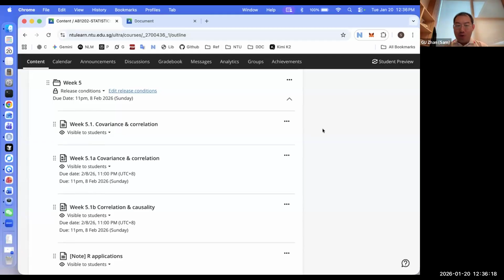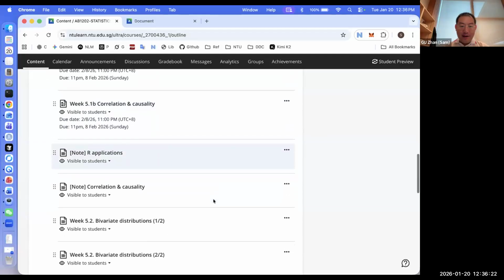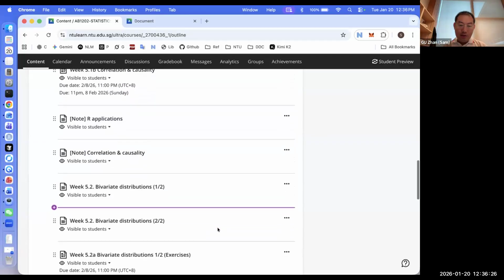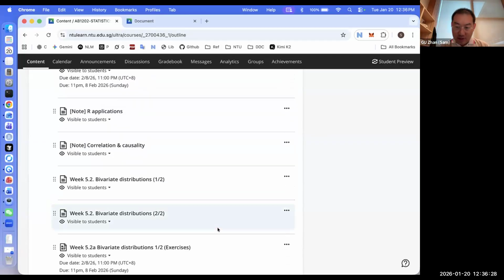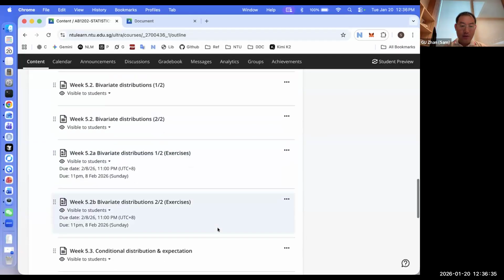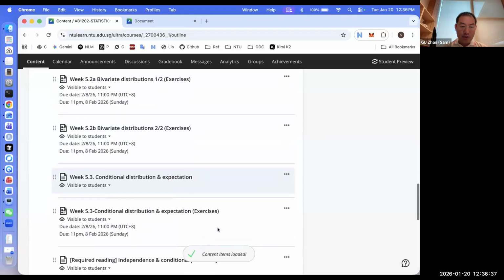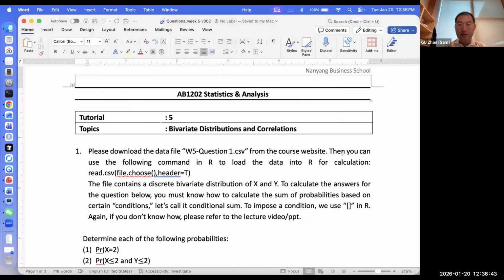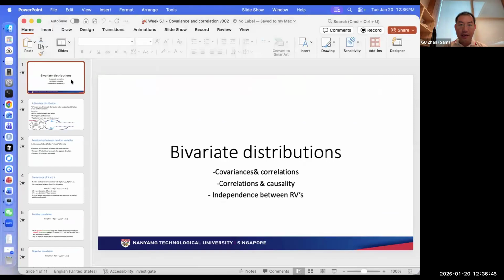Week five will be primarily looking at covariance and correlation, by which we mean two random variables. What is their joint distribution, joint probability, and the conditional probability involving two random variables? And what are their distributions and some of the common distributions? So this is the main side. First, let's look at some of the slide highlights.